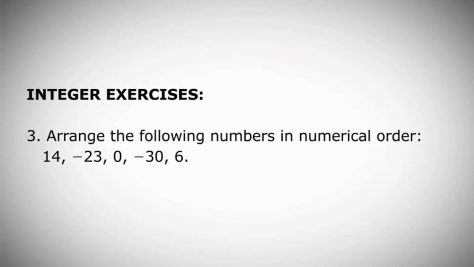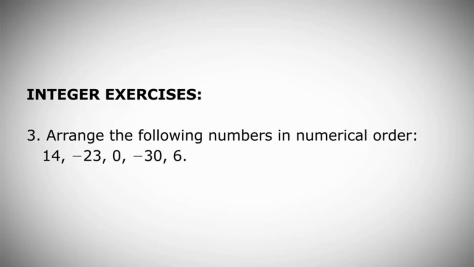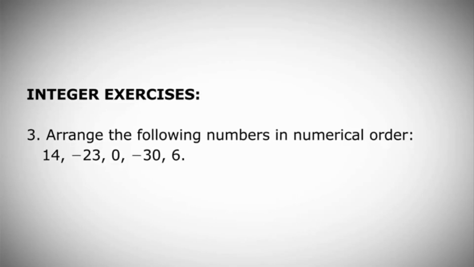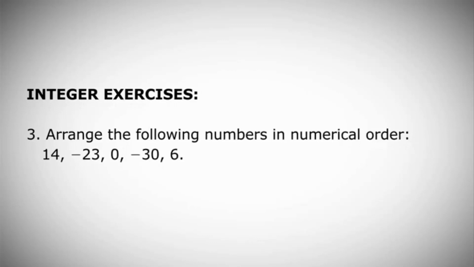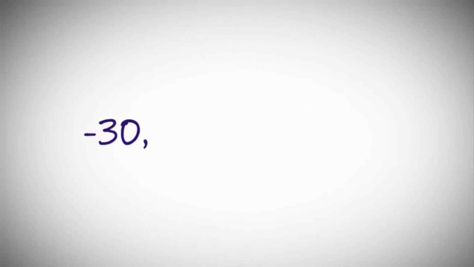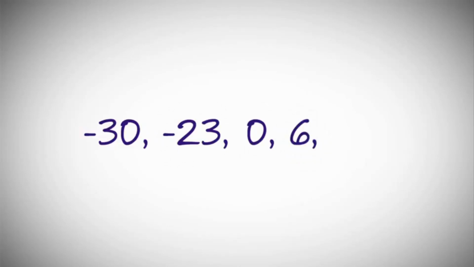Now let's take a look at number 3. This question asks us to arrange the following numbers in numerical order: 14, negative 23, 0, negative 30, and 6. Remember that when we want to arrange a set of numbers in numerical order, we want to start with the smallest number first. Since we have negative numbers in this list, we want to deal with the negative number that has the largest absolute value. In this case, it would be negative 30. The next largest would be negative 23, then 0, and now that we've reached 0, we can go with our positive integers, 6 and then 14.